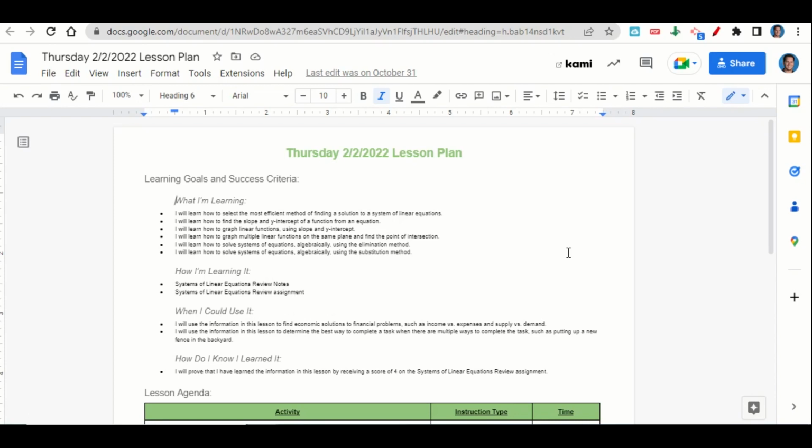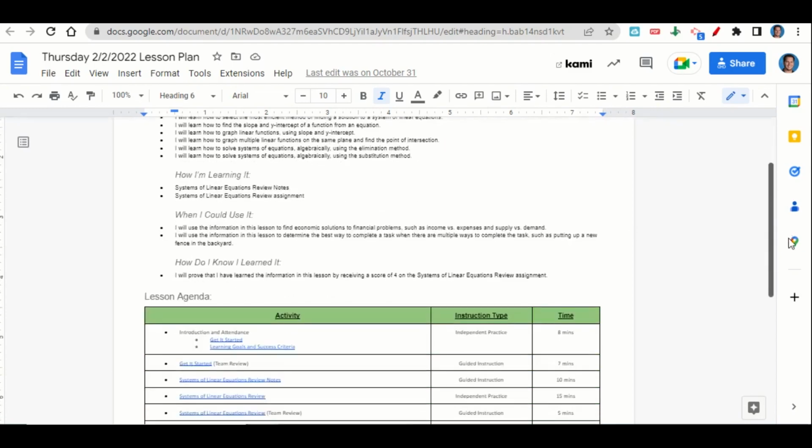How are you learning it? Through the Systems of Linear Equations review notes and the Systems of Linear Equations review assignment. When can we use this information? To find economic solutions to financial problems such as income versus expenses and supply versus demand, and to determine the best way to complete a task when there are multiple ways to complete the task, such as putting up a new fence in the backyard. How do you know you learned it? By getting a score of 4 on the Systems of Linear Equations review assignment.